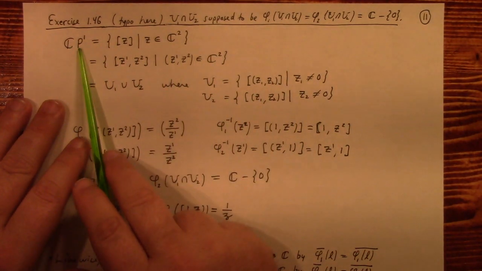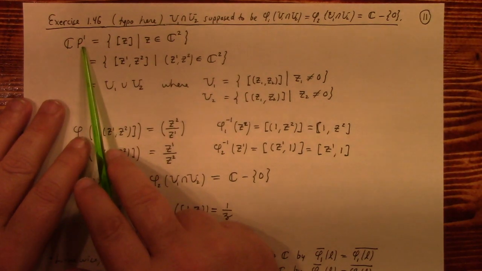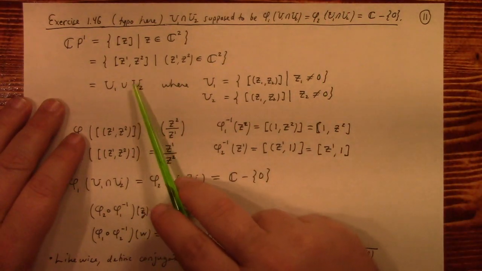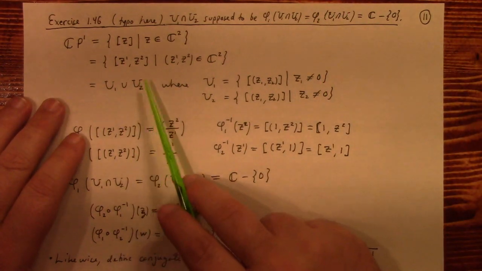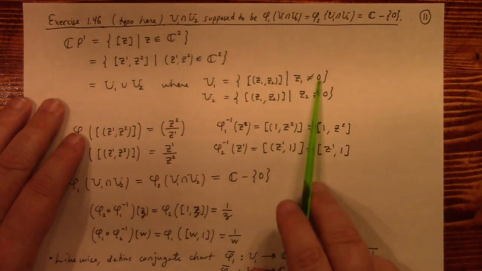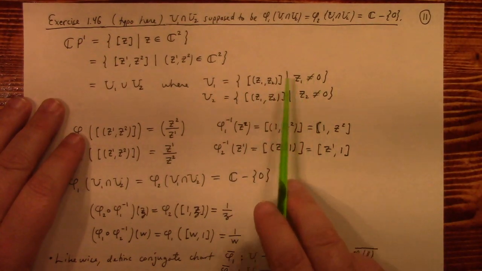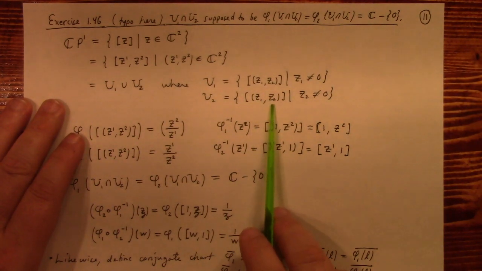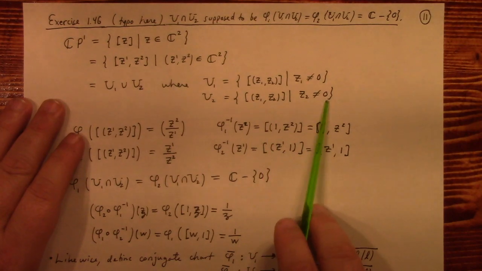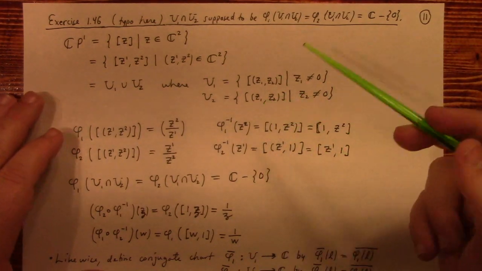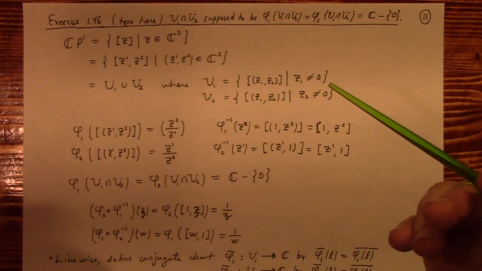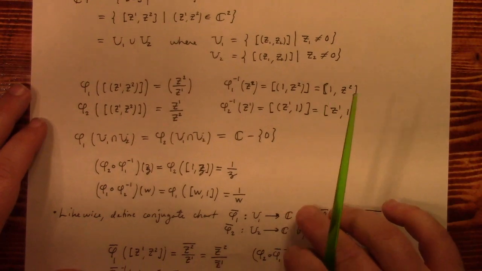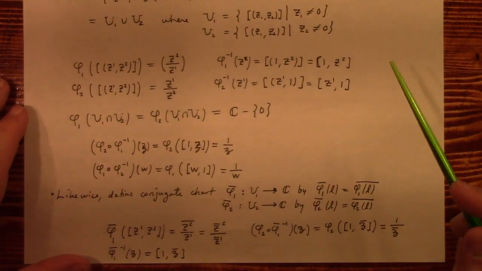Remember, CP1 is lines in C2 which go through the origin. And so there's two different charts to think about, U1 and U2, U1 being the lines which are generated by a complex 2-vector with the first component non-zero, and U2 the lines generated by a complex 2-vector with the second complex entry non-zero. Of course, you can view these as vectors in 4 real dimensions if you want, but we'll keep a complex notation because it's way easier and more to the point.